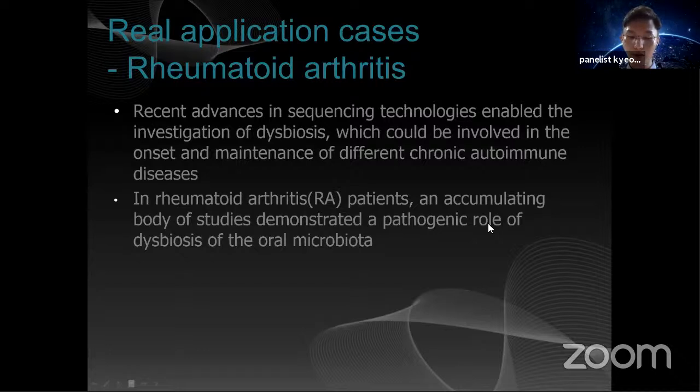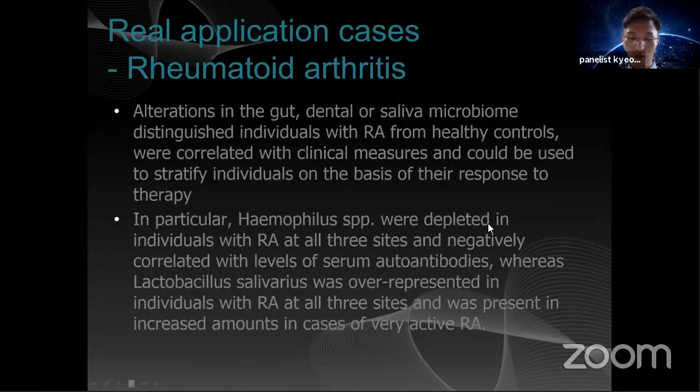In RA patients, an accumulating body of studies demonstrates a pathogenic role of dysbiosis of the oral microbiota. Alterations in the gut, dental, or saliva microbiome distinguish individuals with RA from healthy controls, are correlated with clinical measures, and could be used to stratify individuals on the basis of their response to therapy.